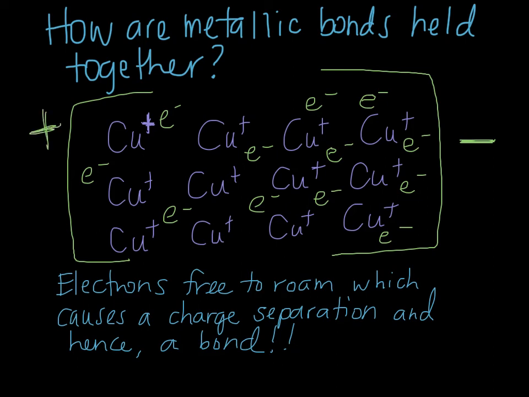Now, as we know, positives and negatives are attracted to one another, and so this is actually how metals are held together even though the electrons are able to move around. It causes that charge separation, that positive and negative, and hence that creates a bond that is held together by the positive and negative attraction.